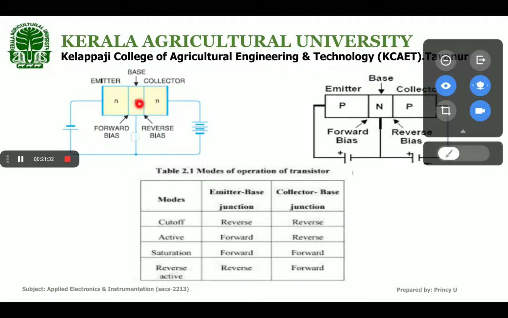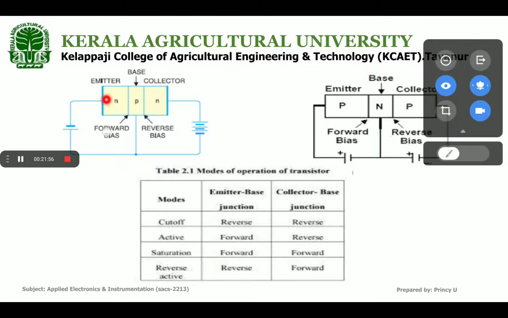So therefore the current in the collector circuit depends upon the emitter current. This current in the collector circuit will depend on the current emitted by the emitter. So the collector current is the sum of base current plus... so the collector current depends on the emitter current.